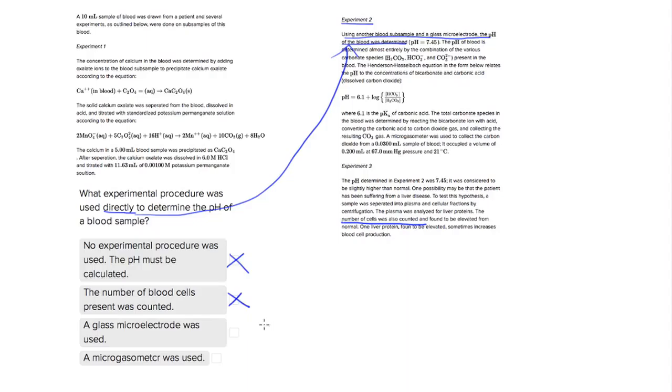Choice number 3, we see the glass microelectrode. That's going to be our correct answer. And choice number 4, a microgasometer was used, and that's another thing that we see in experiment 2, but it's used not to find out the pH of blood, but to collect the carbon dioxide. So that's not good either. So choice 3 is our answer.